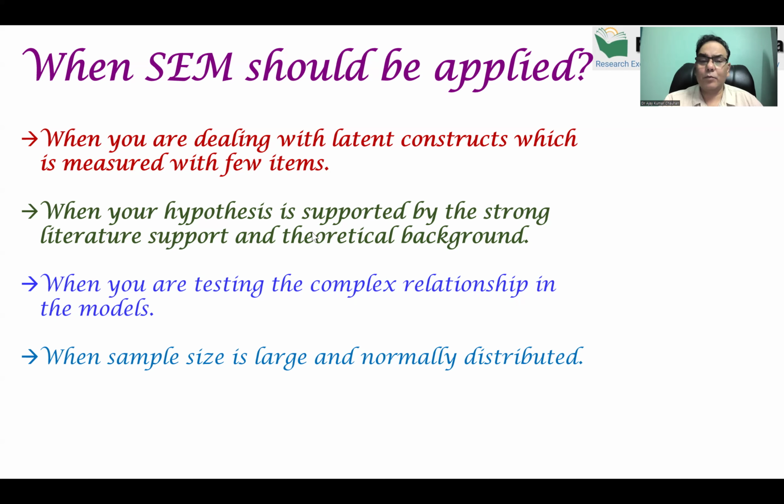When your hypothesis is supported by either strong literature support or theoretical background. So there are two things. Your hypothesis is supported by the literature and theory, or theory. So when you are testing a complex relationship in the model, you have mediation, moderation, so many multiple constructs, higher order constructs, SEM is required. And normally a large sample size is required. So now these are the cases when SEM is needed.